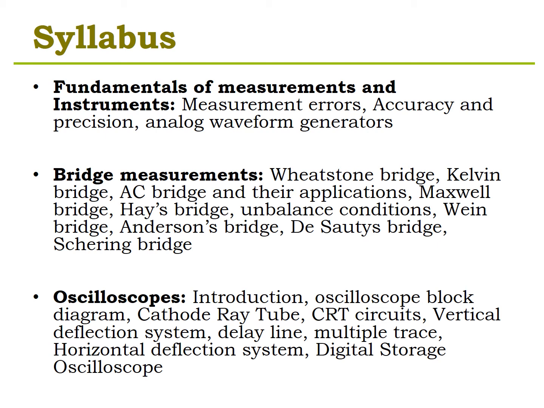Second chapter deals with bridge measurements. So we would be studying various bridges that are used for measuring different parameters, like maybe Wheatstone bridge or Kelvin bridge for measurement of unknown resistance, or we'll go down to AC bridges and their applications for measurement of unknown inductance, capacitance and frequency. So we would be looking at the construction and functioning of Maxwell bridge, Hay bridge, Wien bridge, Anderson bridge, De Sauty bridge and Schering bridge. And then we would go down to oscilloscopes.